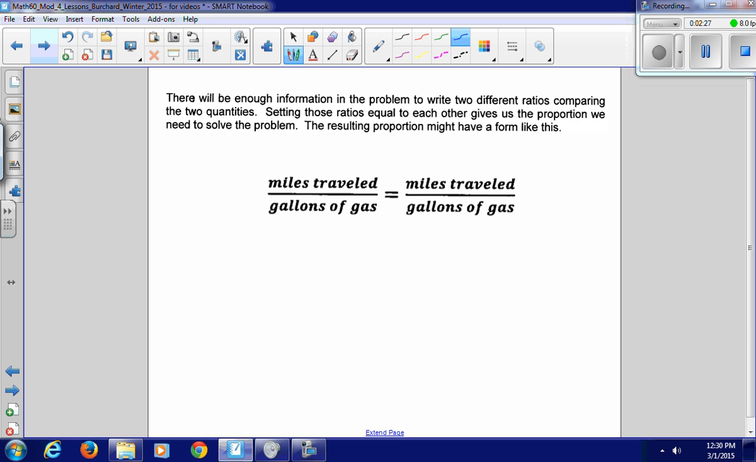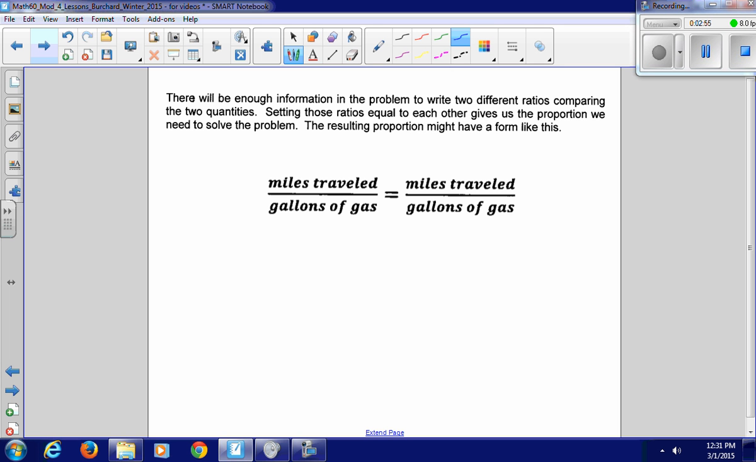If you have a problem where this technique will work, there'll be enough information in the problem to write two different ratios comparing the two quantities. So it's not just hours worked and wages earned, but it's saying if I worked a certain number of hours, I know how much wages I'm going to earn. And then what if I worked a different number of hours? What wages would I earn?